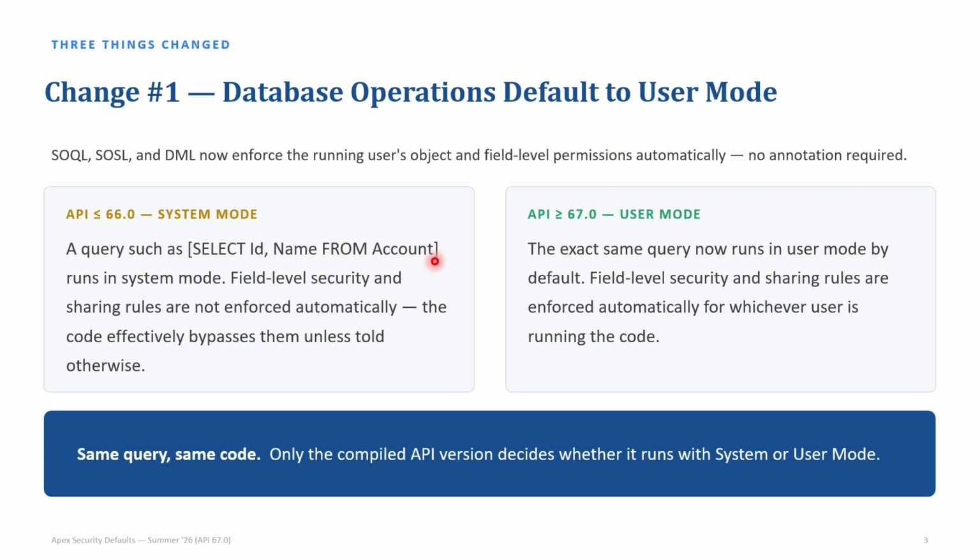Previously, if you wrote a simple query in the class, that query would run in system mode and give you all kinds of data from the account object. Even if you didn't have access to particular fields, you could access them because the code was running in system mode. Now, your code will run in user mode. So field level security is important here. Sharing rules are enforced. So you will get what you have access to as an output of that Apex class.